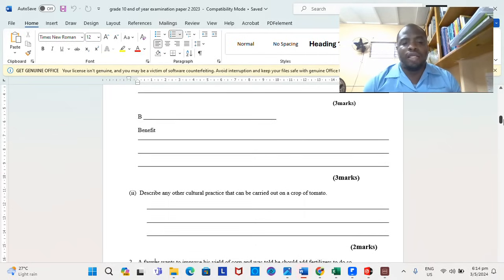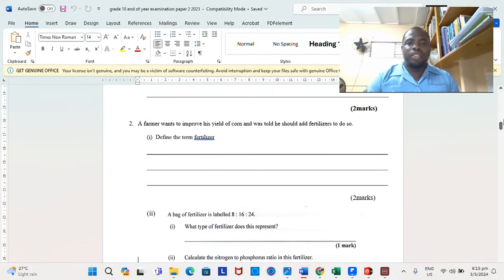So moulding is another cultural practice. We can also do fertilizing, the adding of an organic or inorganic substance to the soil to increase the nutrient content. So those are three cultural practices that one can carry out on a tomato crop.